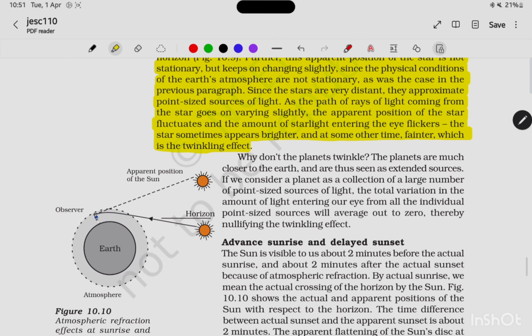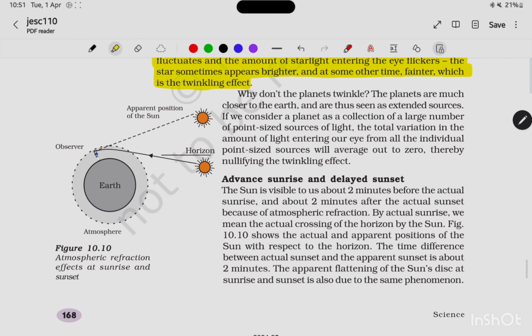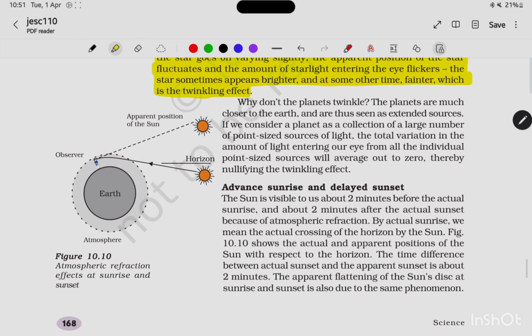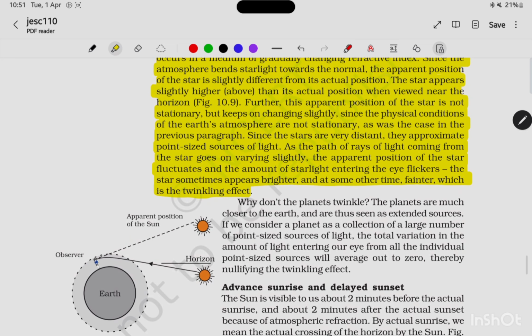Now if you see, due to the same reason, this is the horizon and this is the sun. And now the thing is, to your eye the sun might be here when the sun is actually here. That's why there is a 2-minute delay in the sunrise and sunset. We shall read about it here. What I said was wrong.